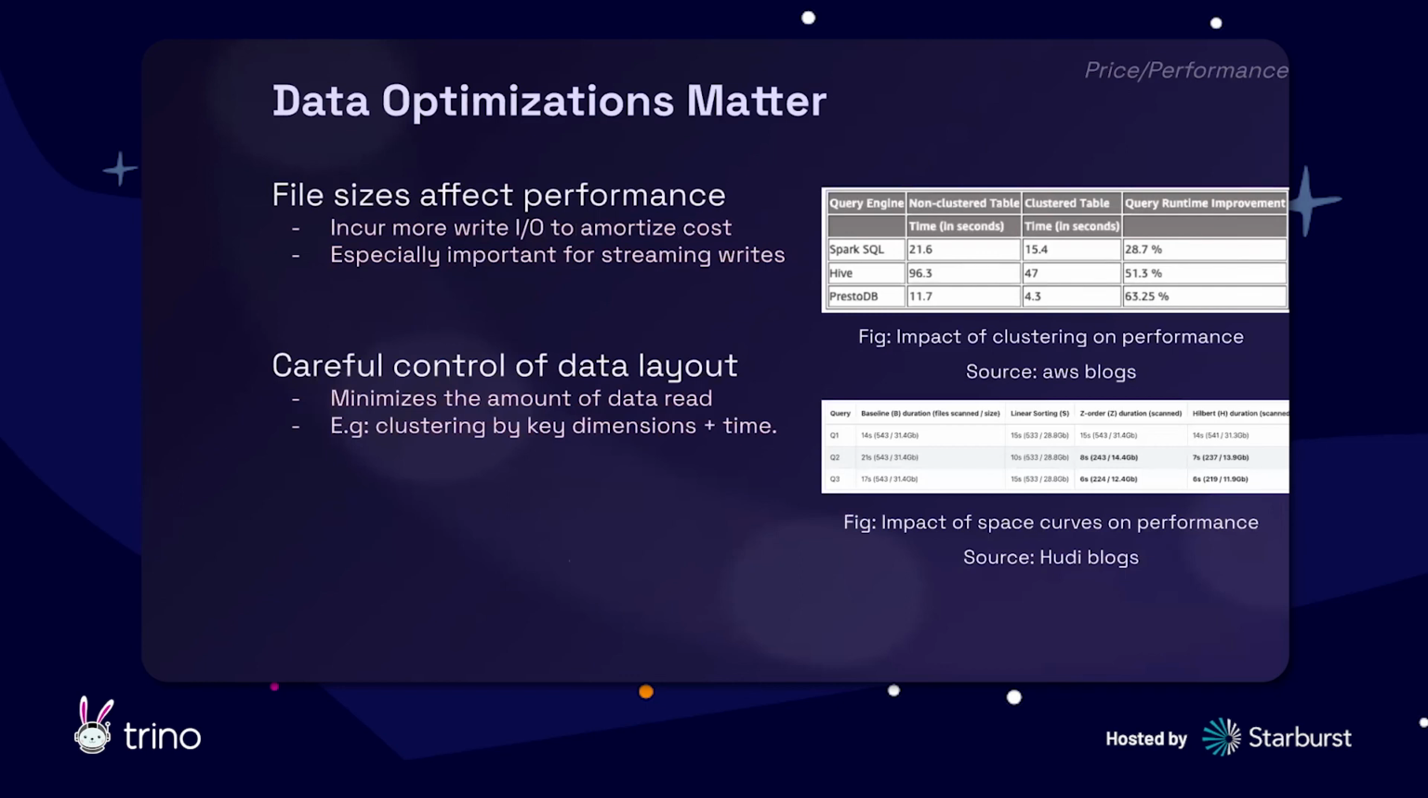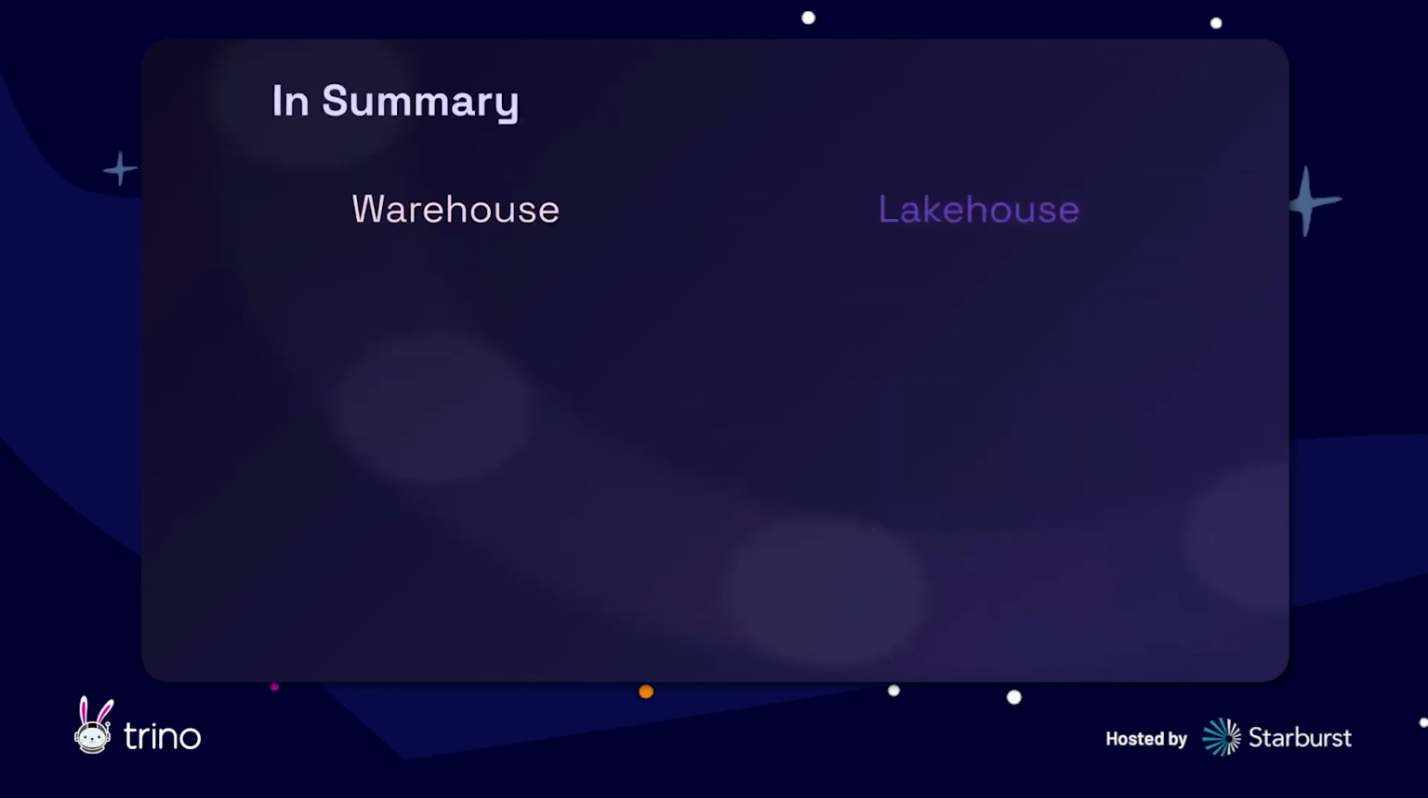And finally, these data optimizations really do matter. If you take Hudi, clustering, Z-ordering, all these different things, they make a large impact on your performance. So you should think about how you can control the storage layout, more than just the engine. For example, clustering can improve performance, and space curves can fundamentally change the layout and help you handle more high-dimensional data. It can actually help you get better query performance out of it too, right?